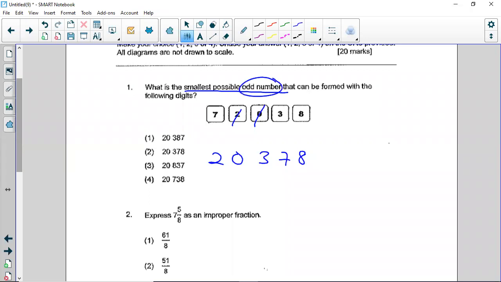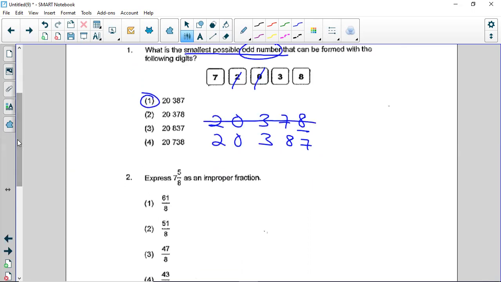But the question wants you to get an odd number. So you need to look at the last digit to see whether it is odd or even. The last digit is even, so the whole number is even. So you will need to change place with the 7. So your smallest odd number will be 20387. And that's how you get your answer, number 1. Any mistake, just do your corrections, give yourself 1 mark. You will add up the marks at the end of every page.